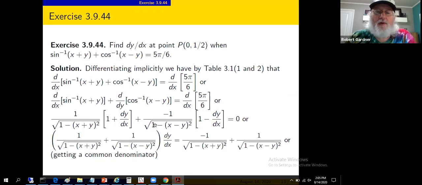Same thing over here, except now we have a cosine inverse. Okay, it's the same format, except we'll start out with a negative. So we have negative 1 over 1 minus the stuff inside squared. Stuff inside is x minus y. So we don't get a simple cancellation here. There's different stuff in the cosine inverse than what's in the sine inverse. And chain rule tells us to multiply by the derivative of x minus y with respect to x. And so we get derivative of x is 1, derivative of y with respect to x is dy dx.